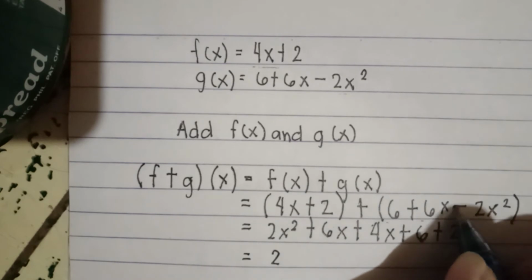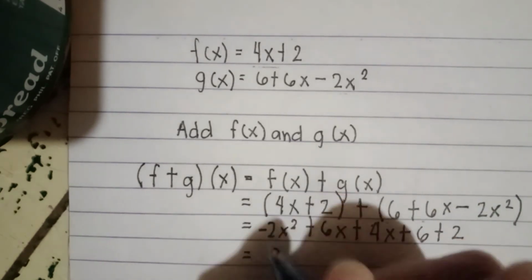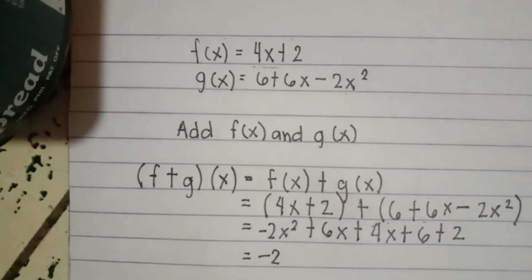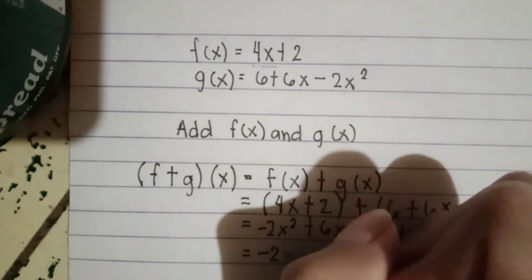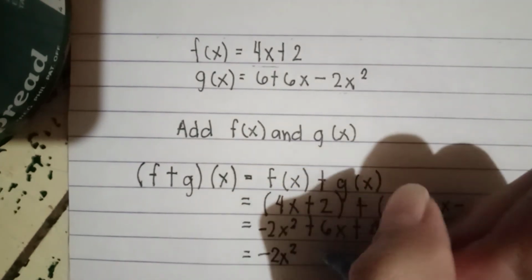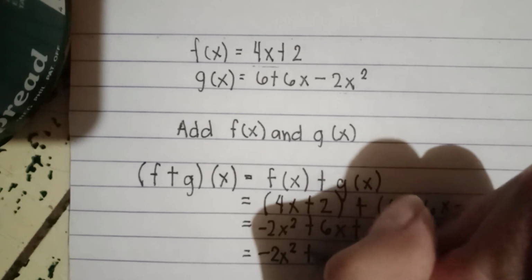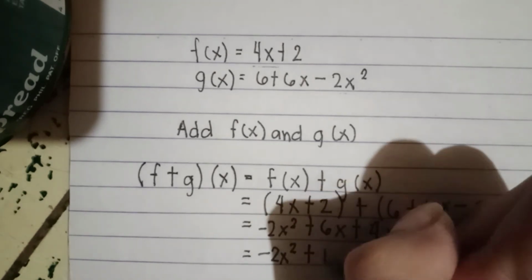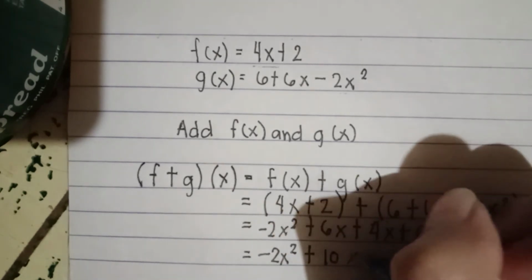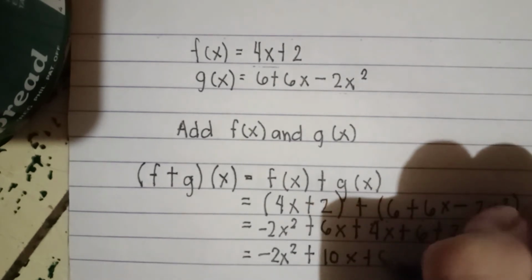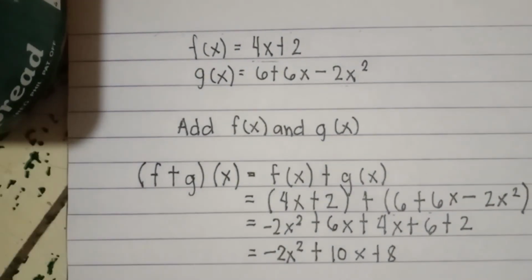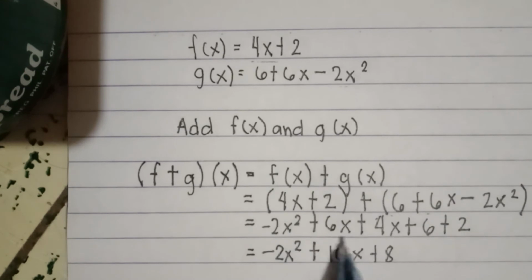The next step is we're going to combine the similar terms. Since negative 2x squared doesn't have a similar term, we'll just bring it down again. So 6x plus 4x equals 10x. And 6 plus 2 equals 8.